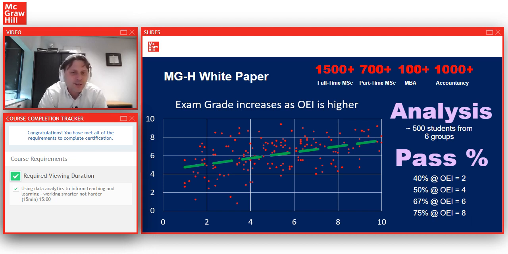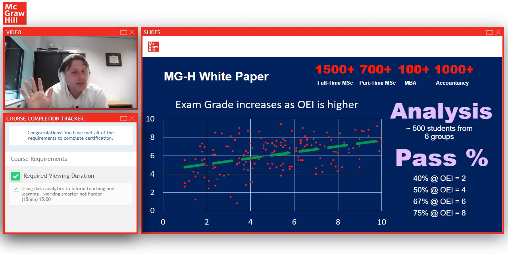So in this scatter plot, you see on the x-axis at the bottom, you see the online engagement indicator score. And on the y-axis, the one on the left there, from 0 to 10, that's the exam score. And in the Netherlands, you need to have at least a 5.5 or a 55% to get a pass. But of course, you'd like to get a higher grade than that.